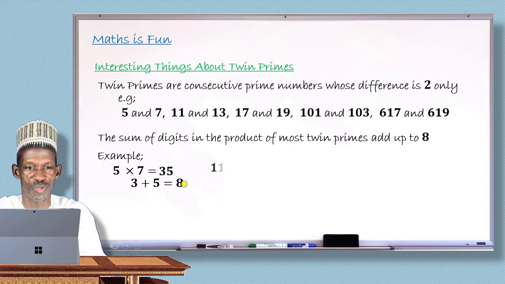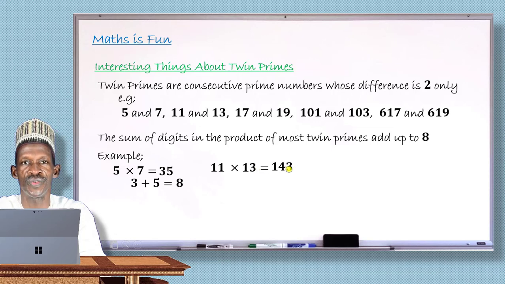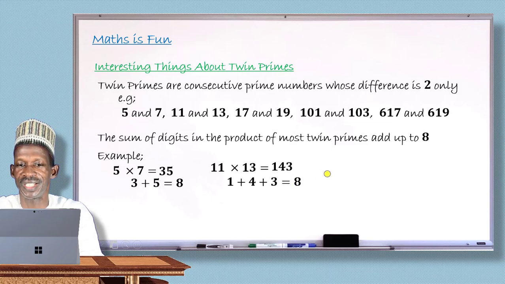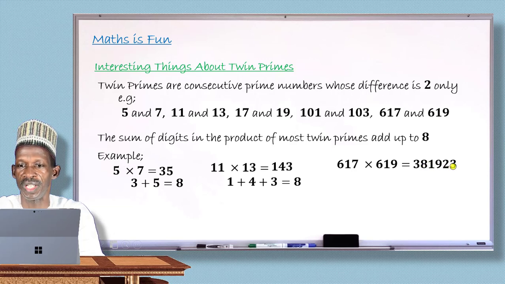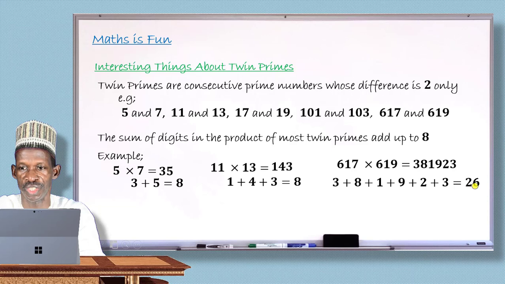Let me take another twin prime. 11 and 13 are twin primes. If I multiply, it gives me 143. If I add 1, 4, and 3, it gives me 8. You see? Let me take one more. It's 617 and 619. These are twin prime numbers. If I multiply, this gives me 381,923. If I add the digits in the result, of course, it's bigger than 8, but if I continue, the addition gives me 26. If I further add the digits in 26, 2 plus 6 gives me 8.